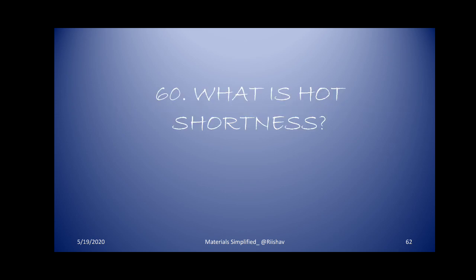What is hot shortness? This is also known as sulfur embrittlement. Sulfur is present in almost everything in nature, so obviously iron has sulfur impurity. This sulfur combines with iron to form iron sulfide. The melting point of iron sulfide is low. Obviously iron sulfide, being a foreign element, will be deposited at the grain boundaries. Why? Because the voids at grain boundaries are larger as compared to the interstitial voids and so on.